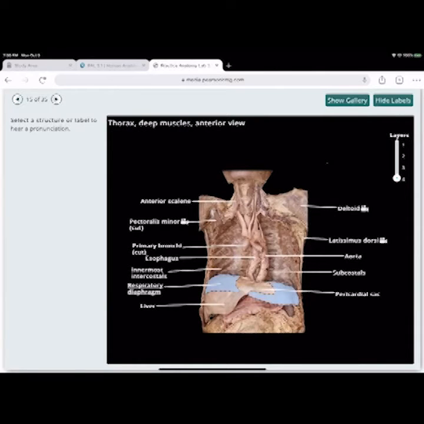And underneath the diaphragm is the liver. That's a big organ right here. The pericardial sac is what surrounds the heart. These are your subcostal muscles, very deep to the intercostal muscles.